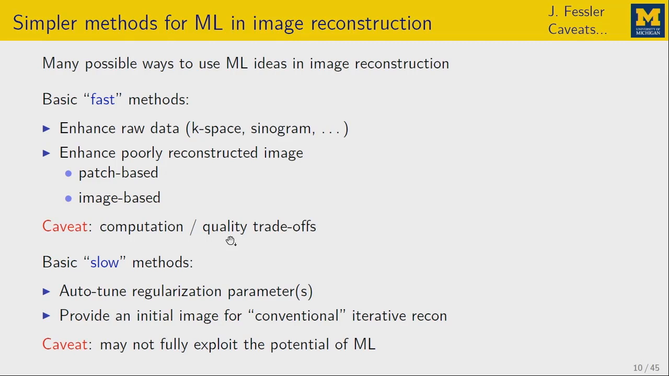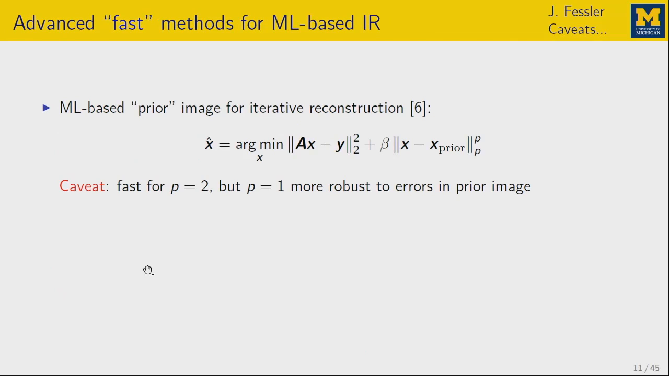There are also not-as-fast ways that you can use machine learning for image reconstruction. You can, for example, try to auto-tune the regularization parameters using machine learning methods, or use machine learning to provide a hopefully good initial image that you then put into a conventional, whatever that means, iterative reconstruction algorithm, thereby saving some compute time. Of course, these methods might not fully exploit the full potential of machine learning.